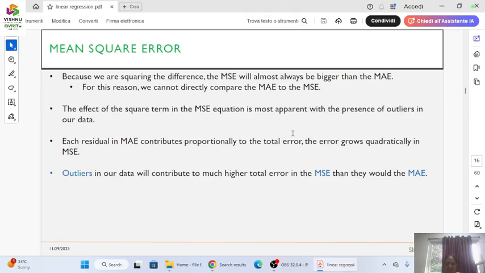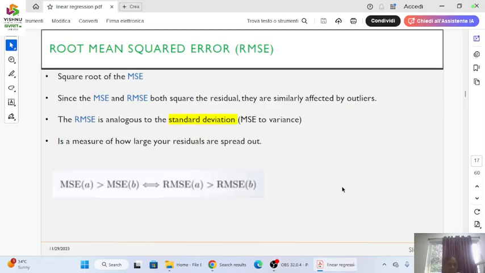The effect of the square term in the MSE equation is most apparent with the presence of outliers in our data. Each residual in MAE contributes proportionally to the error. Error grows quadratically in MSE. Outliers in our data will contribute too much total error in MSE, more than in MAE. And now we come to root mean squared error, RMSE.